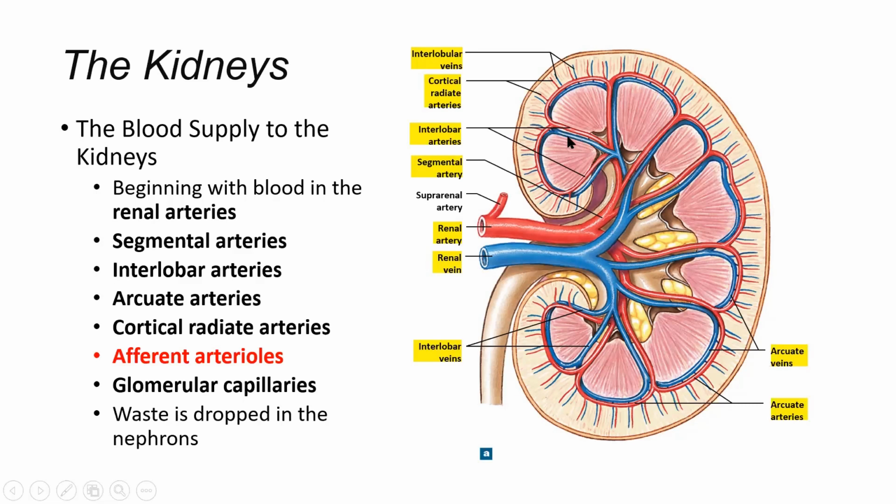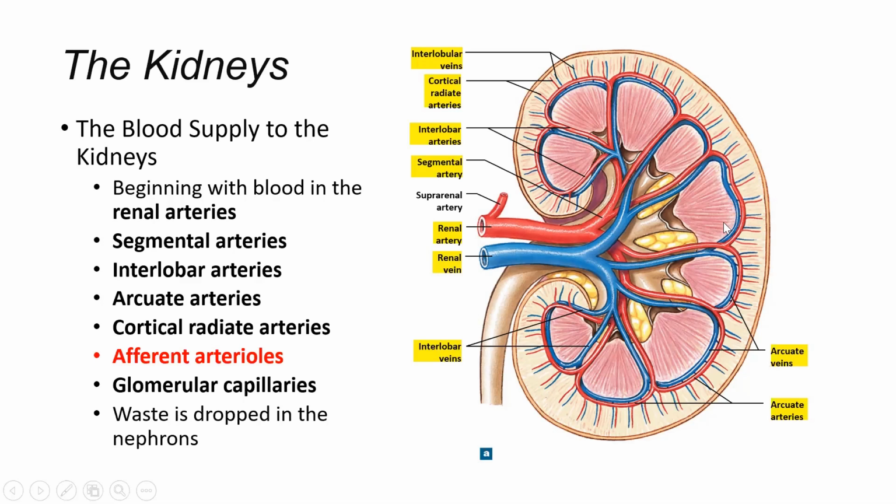And the interlobar arteries are going to be going in between each of our renal pyramids, running in the renal column. So remember, the renal column is the space in between our pyramids, and this is where we find the interlobar arteries. That will then give rise to the arcuate arteries. And just like the name implies, the arcuate arteries are going to curve over the top of the base of the renal pyramid. So the broadest part of the renal pyramid here is where we have the arcuate arteries.